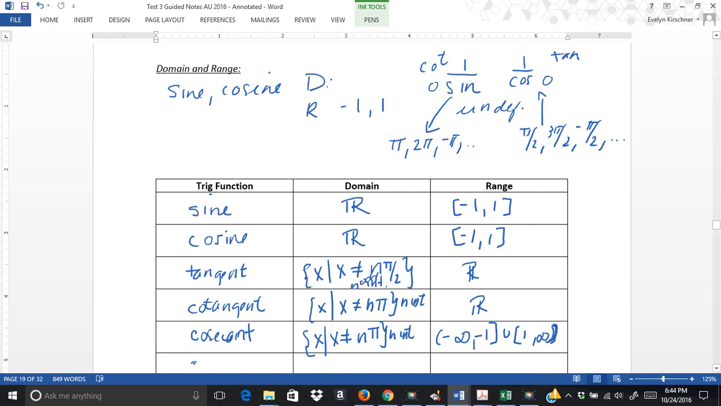And secant has a domain of x such that x doesn't equal n pi over 2, where n is an odd integer. And again, its range is the same as cosecant. It's from -infinity to -1 and 1 to infinity.